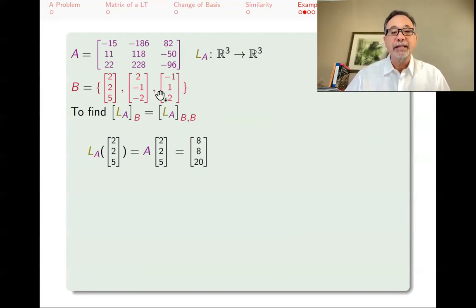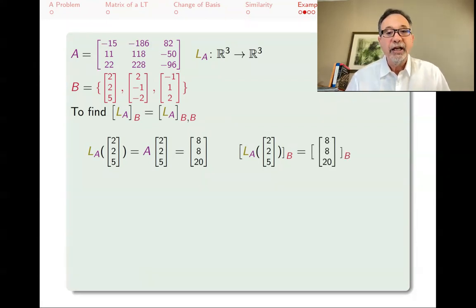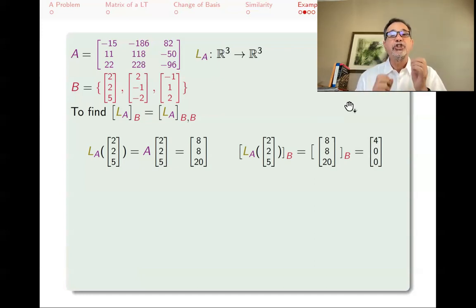So writing this in terms of B means write the coordinate vector of this with respect to B, and that means figure out how many of the first element, how many of the second element, how many of the third element you need to make 8820. B is a basis, so you will always succeed. So what we're looking for is the coordinate of LA of 225 with respect to B, and that's the same as the coordinate of 8820 with respect to B, but 8820 is actually just 4 times the first element, 4 times 225. So all we need is 4 of the first element, none of the second, and none of the third to get 8820. So the coordinate vector of 8820 is 4, 0, 0. That is going to be the first column of this new matrix.